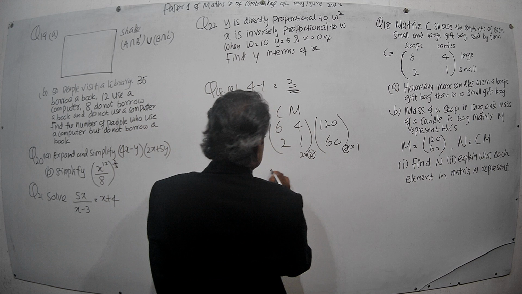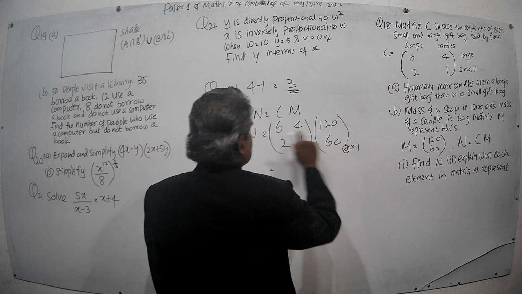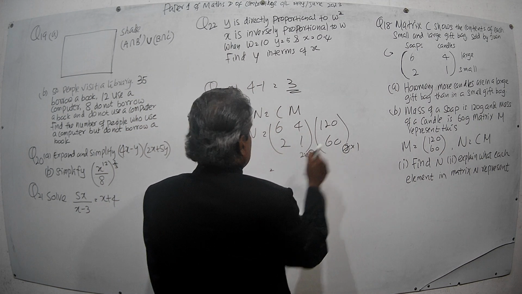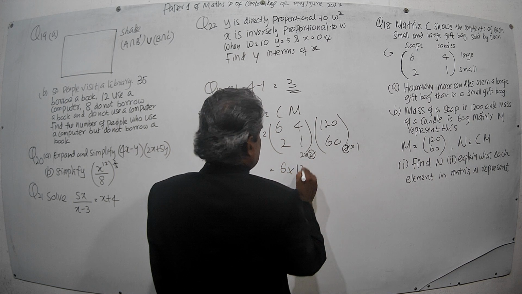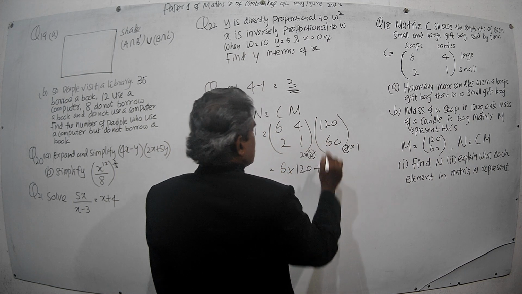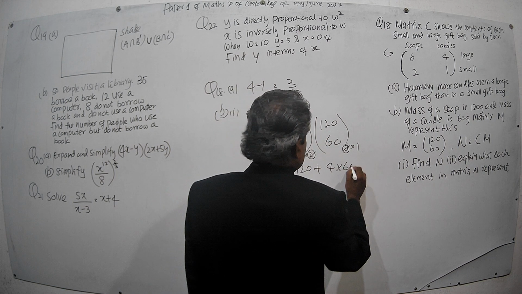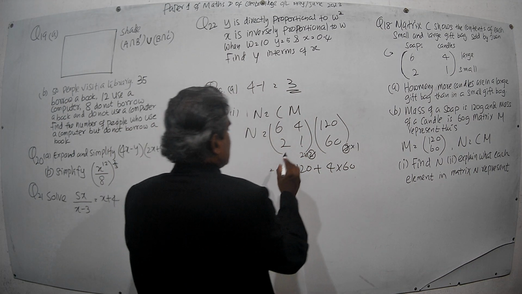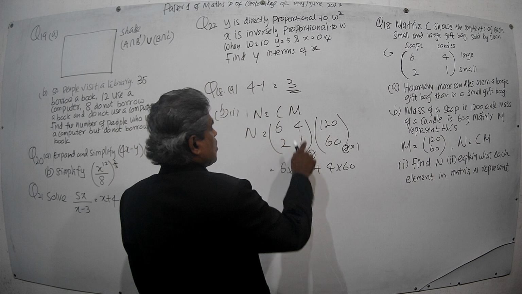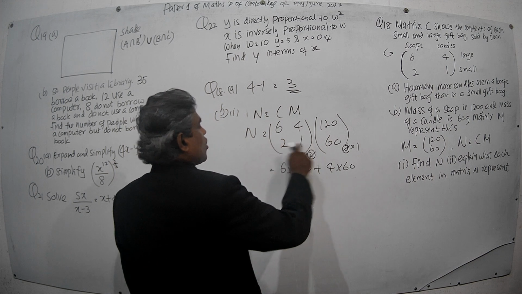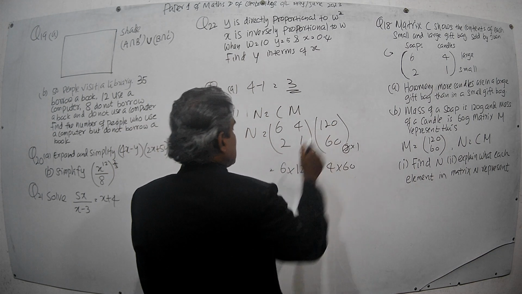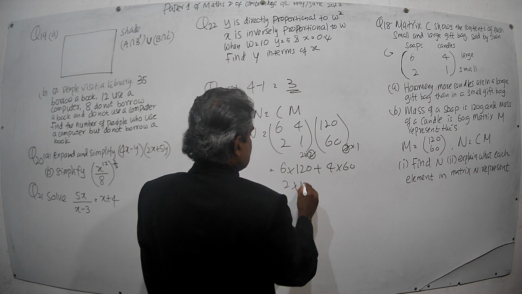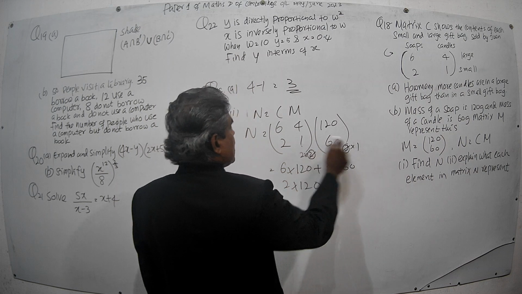This is how you multiply. You multiply this by this. This into this plus this into this. Then 6 into 120 plus 4 into 60. That's the first row elements, first row, first column, right? Then the other one is what? This row is multiplied by this column: 2 into 120 plus 1 into 60.